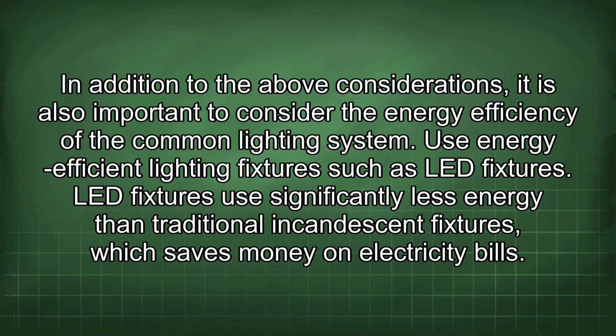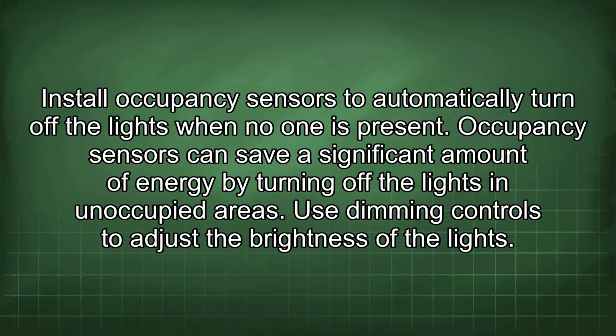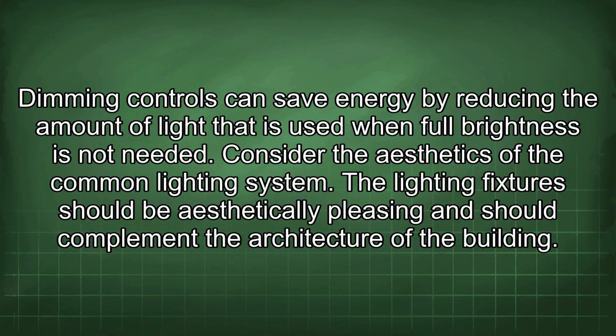In addition to the above considerations, it is also important to consider the energy efficiency of the common lighting system. Use energy-efficient lighting fixtures such as LED fixtures. LED fixtures use significantly less energy than traditional incandescent fixtures, which saves money on electricity bills. Install occupancy sensors to automatically turn off the lights when no one is present. Occupancy sensors can save a significant amount of energy by turning off the lights in unoccupied areas. Use dimming controls to adjust the brightness of the lights. Dimming controls can save energy by reducing the amount of light that is used when full brightness is not needed.